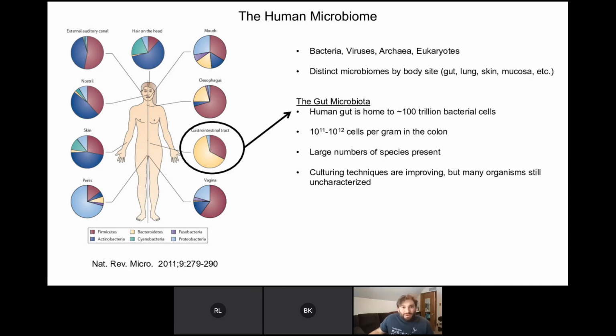Since I'm the first speaker, I'll give a brief introduction, but as we're all here to discuss the microbiome, I'll go through this pretty quickly. The human microbiome is comprised of bacteria, viruses, archaea, and other eukaryotes. And there are distinct microbiomes by body site. Some of the more well-studied ones are the gut, lungs, skin, mucosa, etc. In particular, the gut microbiota is home to approximately 100 trillion bacterial cells.